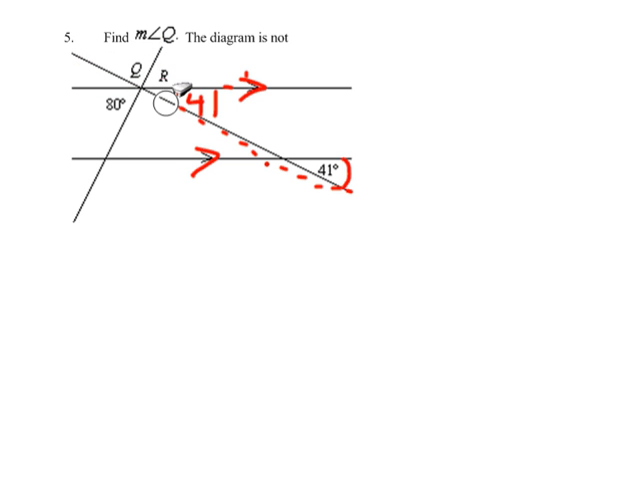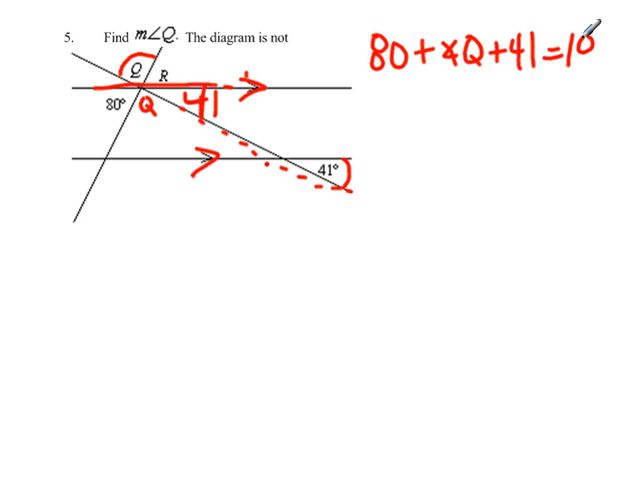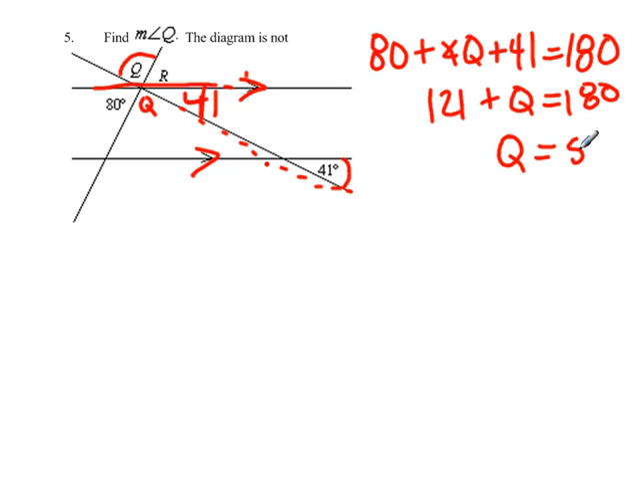Let's clean all of this up. We know that that angle is 41 degrees. But is this angle here and this angle not vertical? And do these 3 angles not form a line? So that means that 80 plus angle Q plus 41 equals 180 degrees. So that's 121. I'm going to just say plus Q equals 180. So in this case, Q is 59 degrees. All because we have lines.